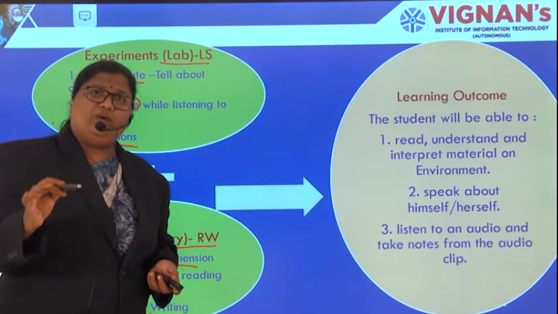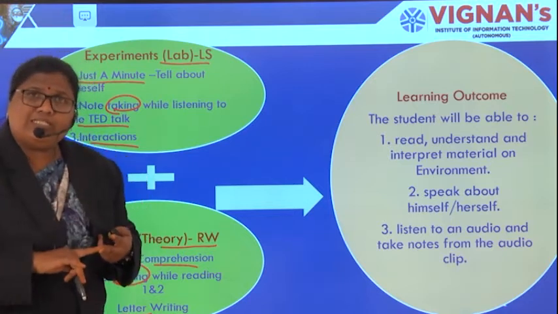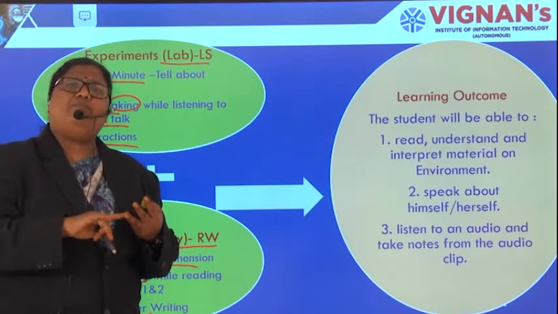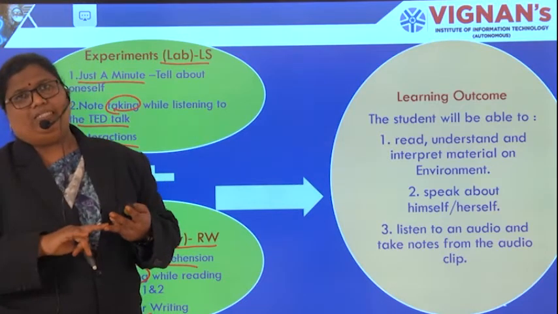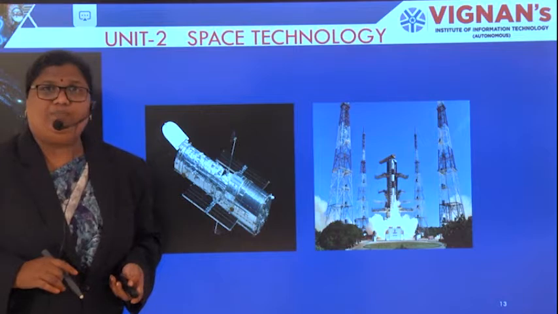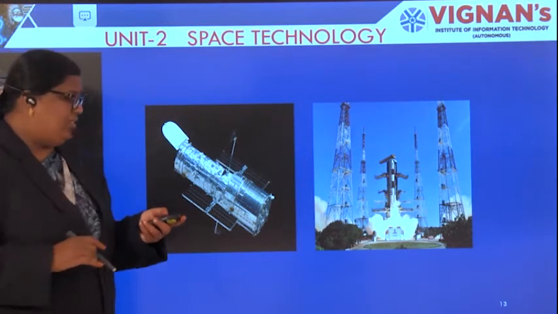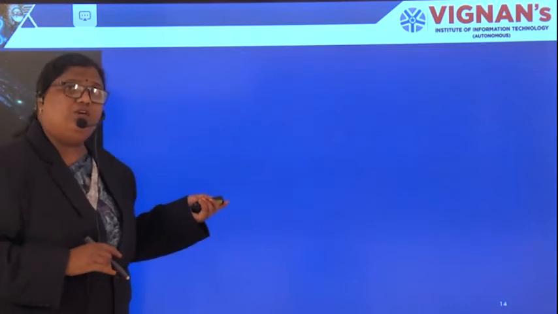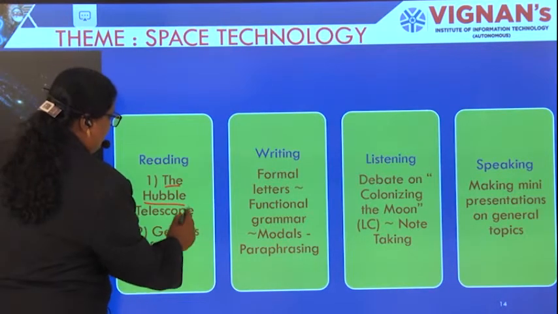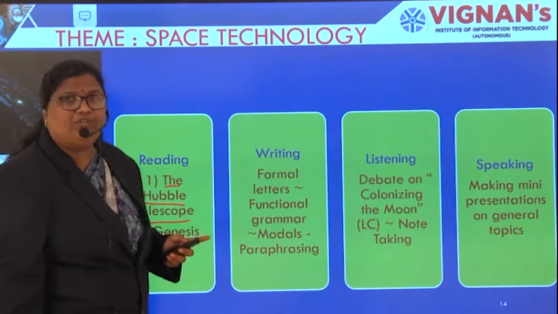So what will you be learning in unit 1? To talk about yourself, to take notes from a listening activity, and to write an essay on the theme environment. Unit 2 is space technology. Here, one passage is the Hubble telescope and the other is the Genesis of ISRO. These are the two passages prescribed for you in your syllabus.